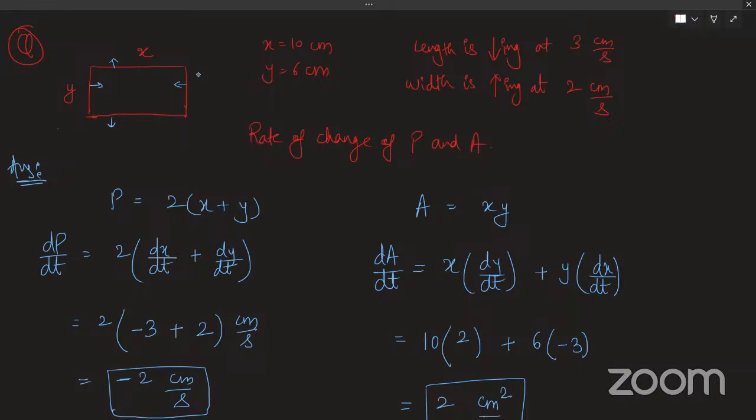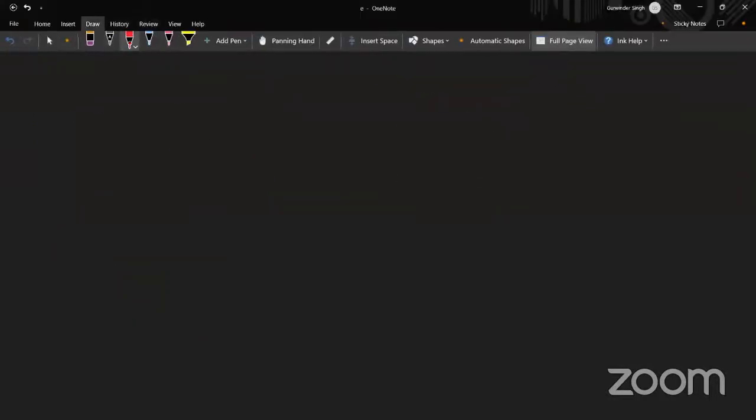Okay. So let us give a try on a 3D case also. Let us see how we can do 3D questions also. Since we were talking about cone, let us just try with a cone.